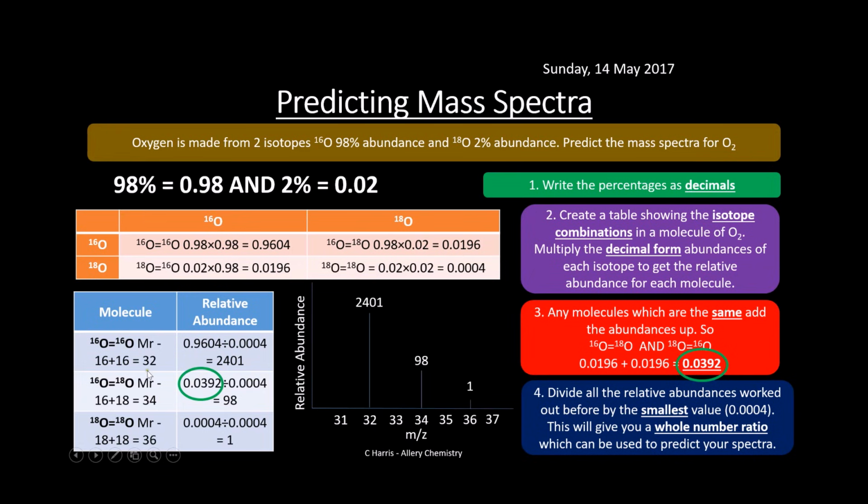Okay, and then what we're doing is we're using these Mr values here. These are your isotopes. Remember, the masses of your isotope, of your molecule, sorry. So we've got 32 here, which has got the relative abundance of 2401. We've got one at 34, which has got a relative abundance of 98. And we've got one at 36, which has got a relative abundance of 1. And that is basically how we predict the mass spectra from these molecules. Again, pretty tricky. Make sure you follow these methods here, and you should be fine.